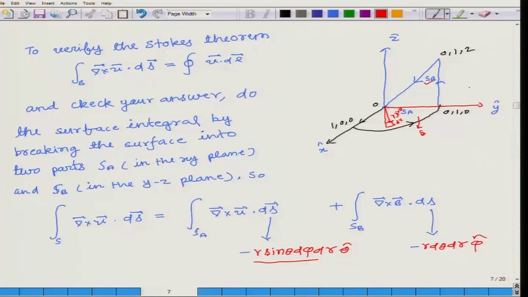And in the yz plane your surface element is r dr d theta, which is in the negative of phi cap direction, because your phi is varying like this, and phi cap is perpendicular to this surface.